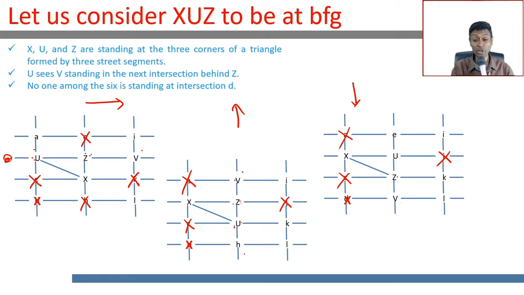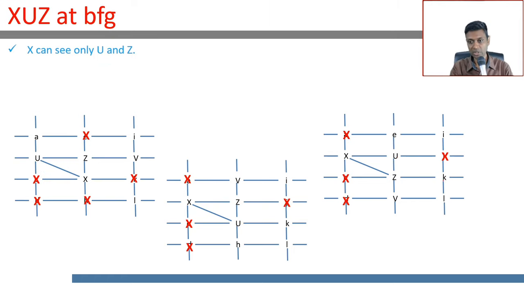Brilliant. So we incorporate that constraint also and we get to this point. X can see only U and Z. What other constraint do we have? We see that Y can see only U and W. W cannot see V or Z. Y can see only U and W.